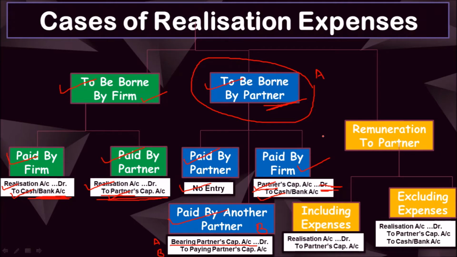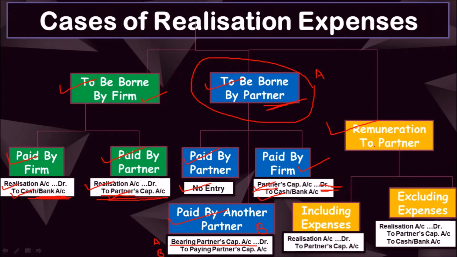Now let's understand the third extended category, that is remuneration to partner. If remuneration is being paid to a partner to run the dissolution process, then in that case there are two possibilities, like I have just discussed.